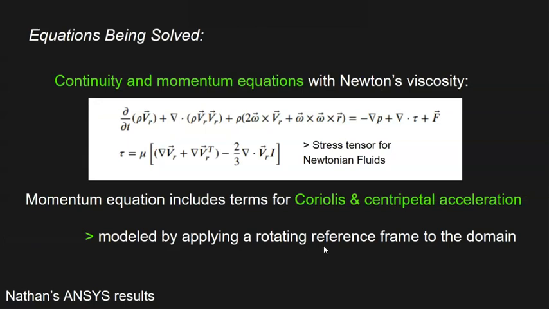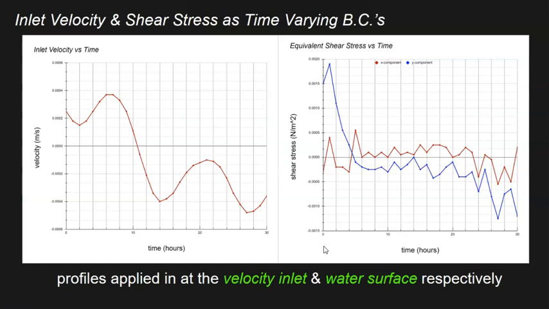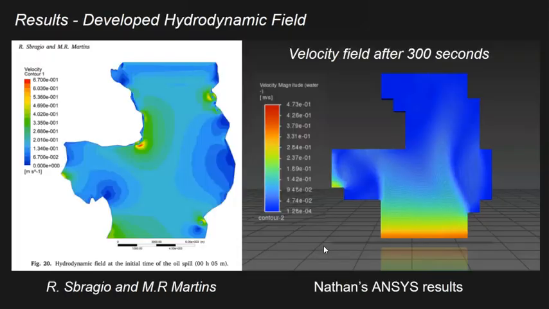These are the equations being solved in ANSYS. They're the continuity and momentum equations with terms for rotational effects, again, modeled by applying a rotating reference frame. These are my functions for varying inlet velocity and shear stress at the top of the domain. So we can see that inlet velocity and shear stress change over time.